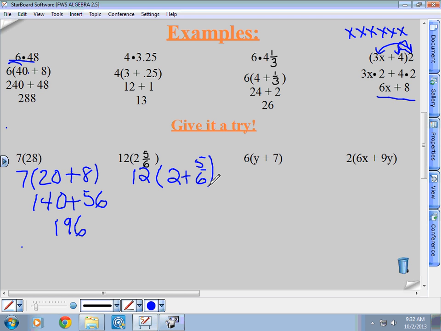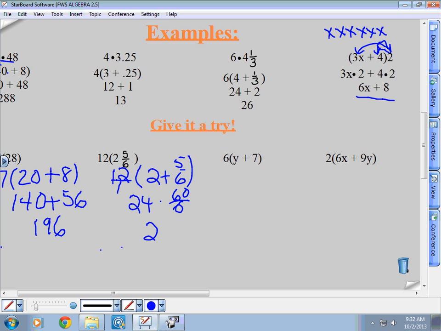Okay. What's 12 times 2? 24. Now this one's a little tricky, right? What's 12 times 5/6? Well, this is really just 12 over 1, right? Because when you have a whole number, it's 12 over 1. And so, if I'm going to multiply those, I just multiply across the top and multiply across the bottom. So what am I going to get for my fraction? What's 12 times 5? 60. 60 over what? 6. And what is 60 over 6? 10. What's 10 times 24? 240. Very good.